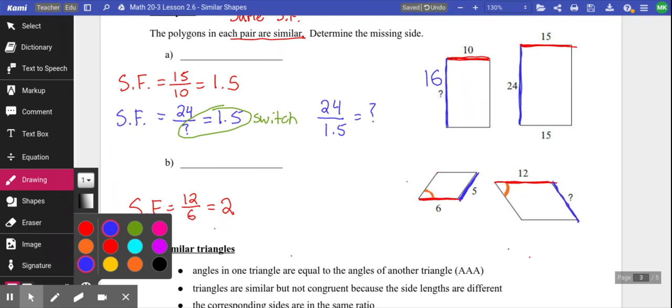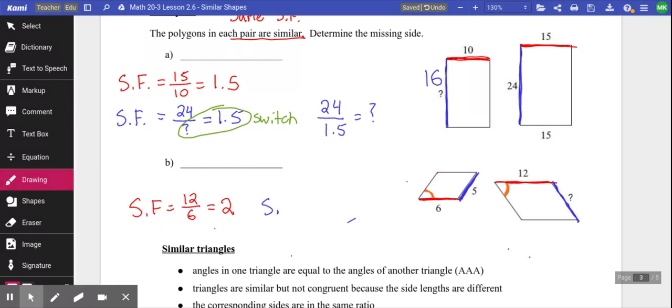It would be 10, yeah. Mathematically, the way we show that is by saying the new, which is a question mark, divided by the old should equal 2.